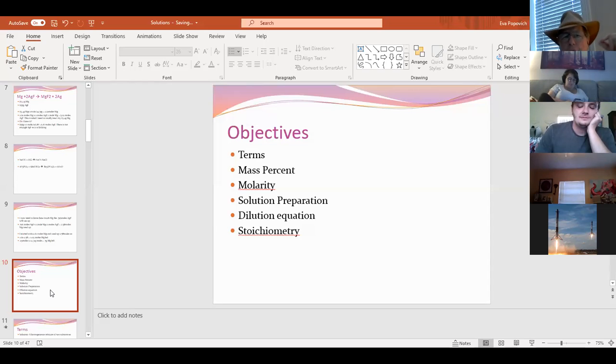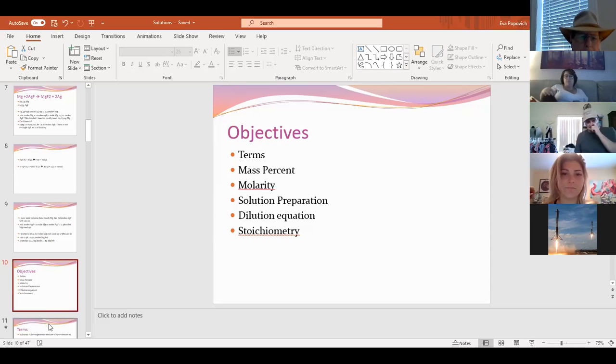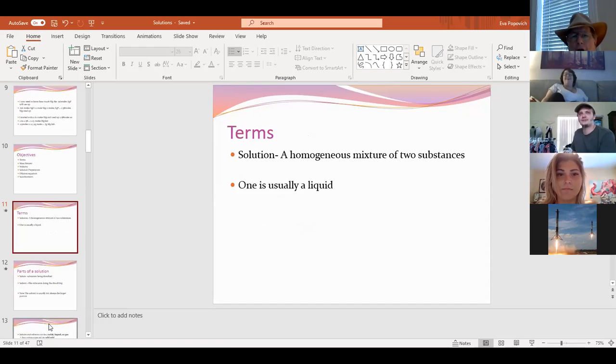What we're going to do with solutions, I'm going to go through some terms, because you kind of got to know what we're talking about first. We're going to go through mass percent, which is the same concept as before. We're going to deal with molarity, calculations on solution preparation, dilution equations, and yes, we're going to deal with stoichiometry. Yay.